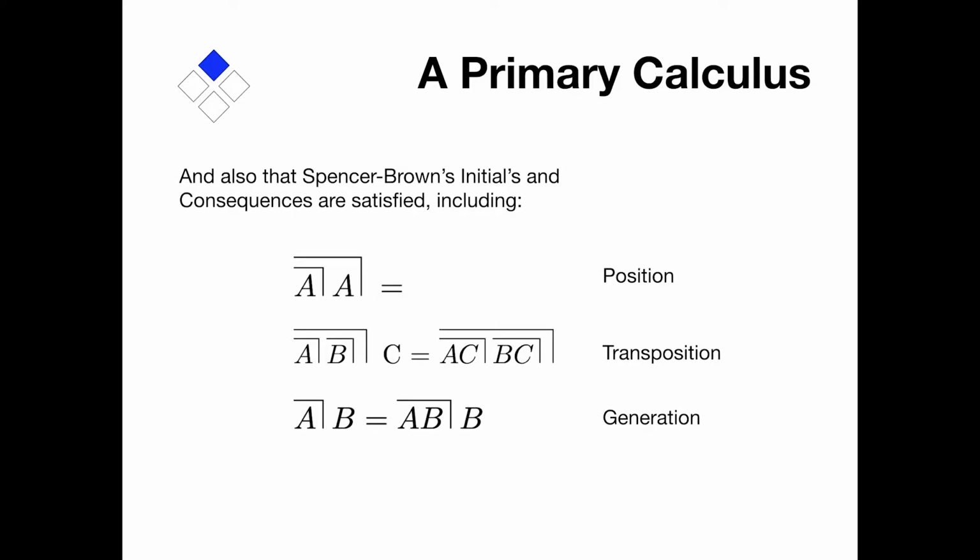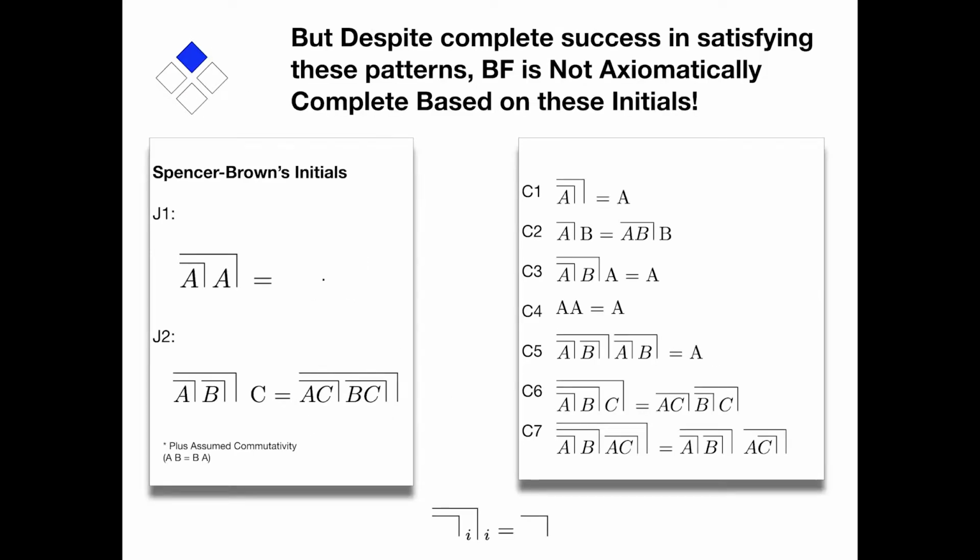It is also provable that each of Spencer-Brown's 2 initial equations, position and transposition, hold for all 4 simple values, and so does the consequence generation. In fact, the entire Spencer-Brown algebra is satisfied by this. You would have to plug in a lot of values and do calculations to satisfy yourself on this, which we're not going to do. However, the BF calculus is not axiomatically complete simply based on Spencer-Brown's 2 initials.